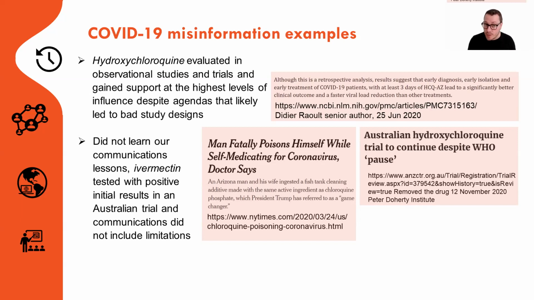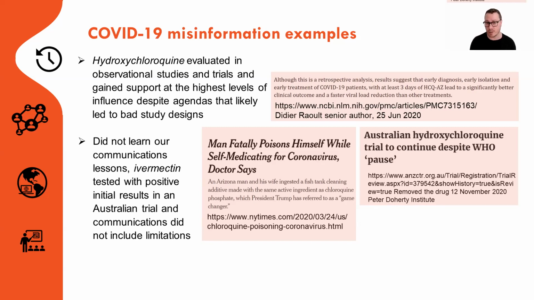So in June 2020, quite early in the pandemic, a researcher named Didier Raoult, I'm probably not pronouncing that correctly, was publishing observational study research claiming that treating patients with hydroxychloroquine leads to better outcomes, and used causal language there. The WHO were very quick to recommend a pause on research on hydroxychloroquine, recognizing that there wasn't particularly strong evidence for it.